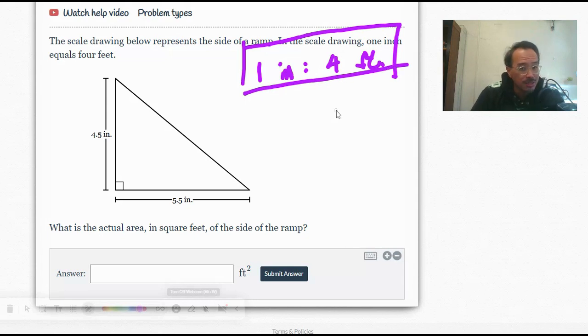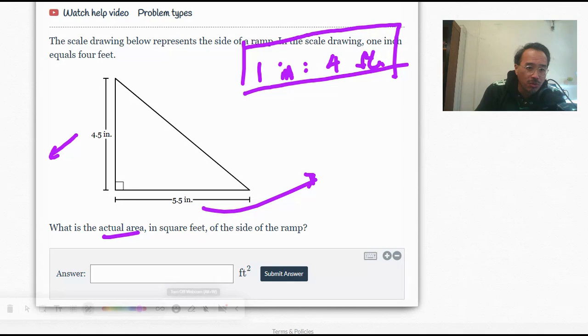Now, let's see. So they want to know the area of the side. So basically, they want to know the area of this triangle here, right? So now, that means we need to convert 4.5 and 5.5 into feet, right? So now 4.5, you can do this by using a proportion. So we'll do the old-fashioned way first, and then there's a faster way to do this, as you can probably tell. So, okay, 1 inch is 4 feet.